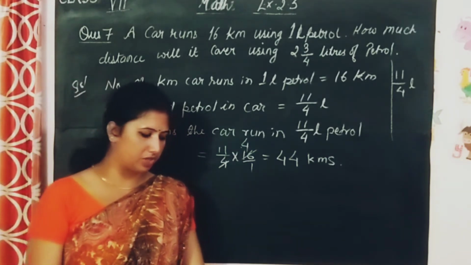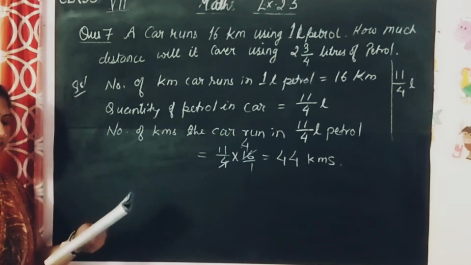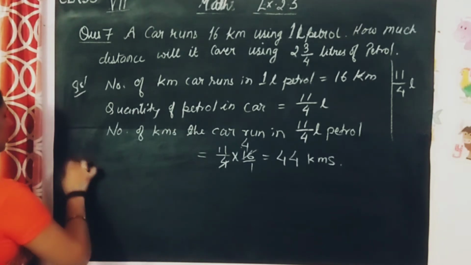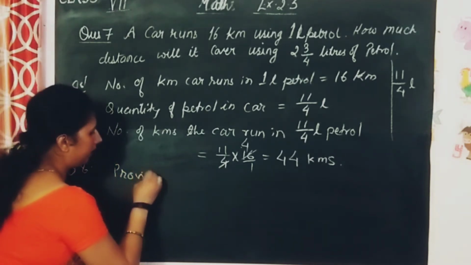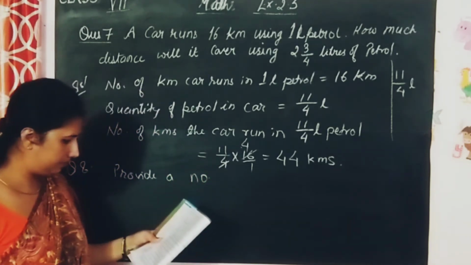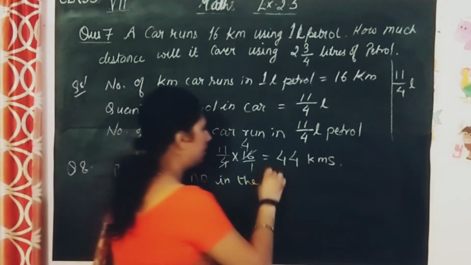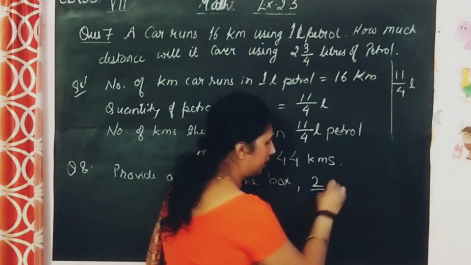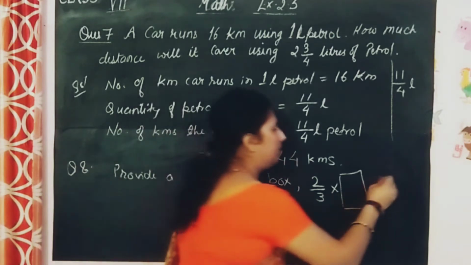Now let's move to the next question. Question number 8: provide the number in the box such that 2 by 3 multiplied by dash is equal to 10 by 30. For the first one I am doing here. I am not writing the complete question, so you have to understand. So 2 by 3 multiplied by what number is equal to 10 by 30.